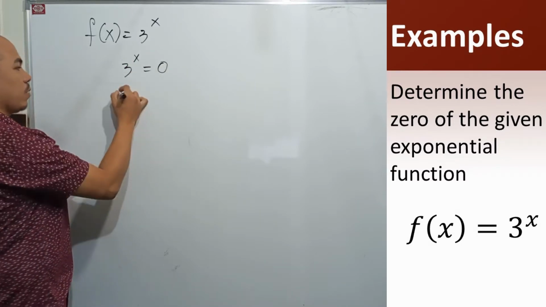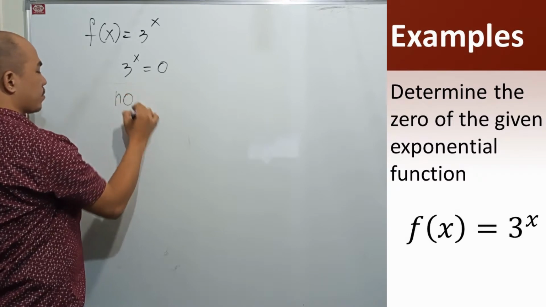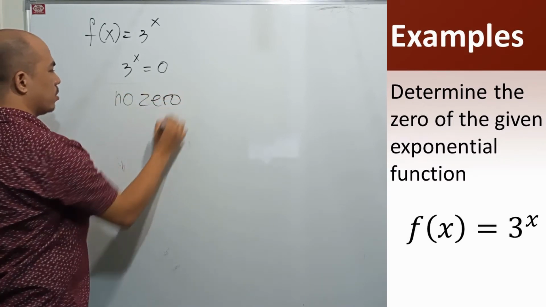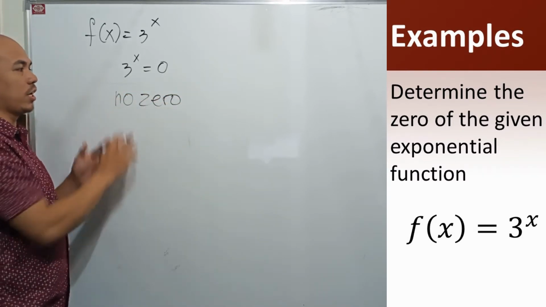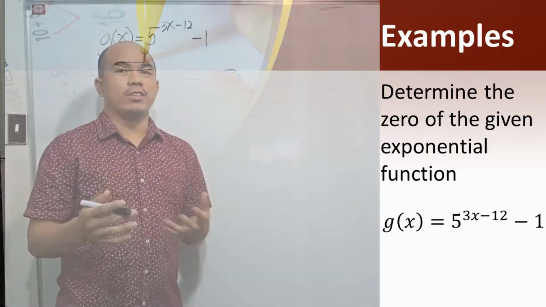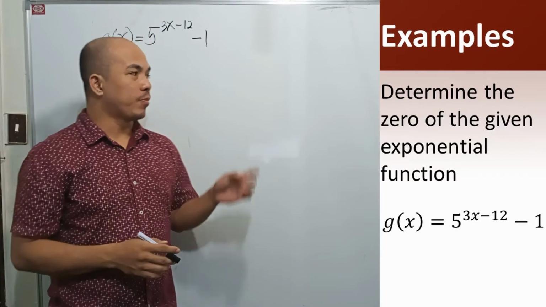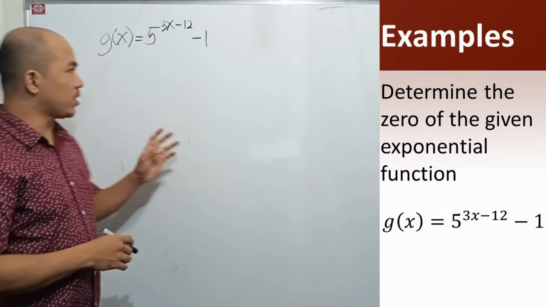So, that means this one has no zero. Okay? So, yun yung ating sagot dyan. Now, let's have our second example. Determine the zero of the given exponential function.